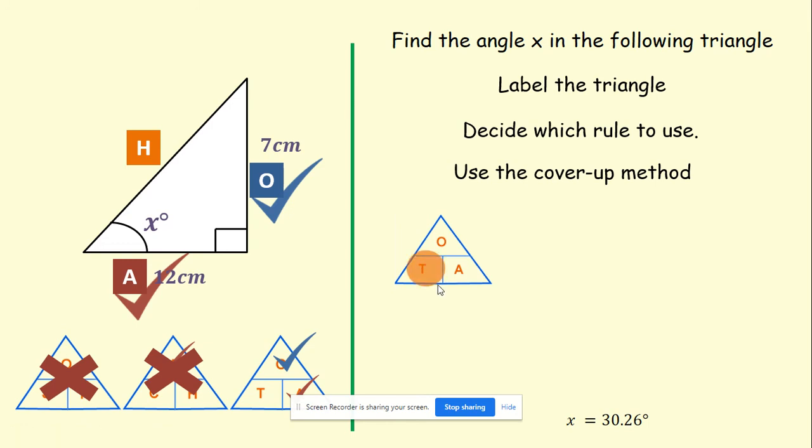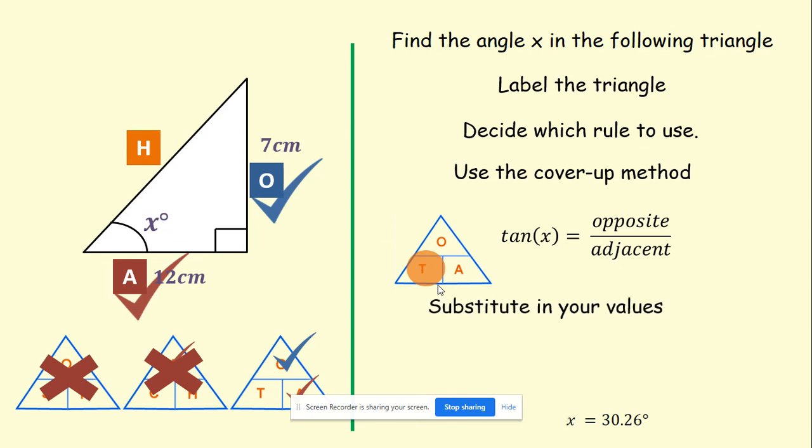So the tan of x is going to equal opposite divided by adjacent, but we actually want to know what x is. So once we have substituted our values in, so we've got our opposite, which was 7 over 12 here, we've still got to sort out this bit, the tan. So we are going to find that x equals the inverse of tan multiplied by the opposite over adjacent.